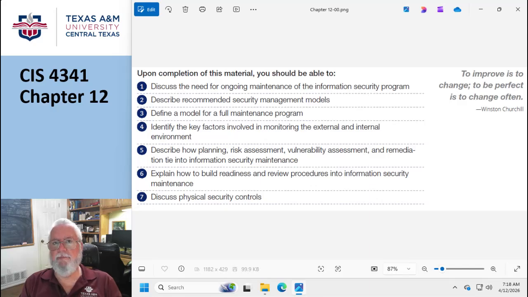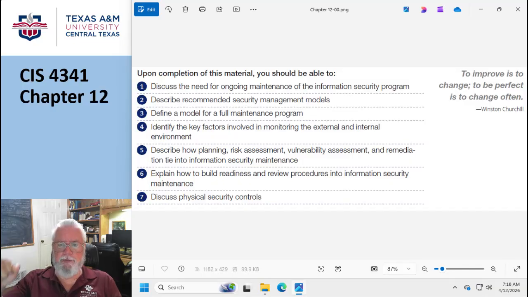Okay, welcome to Chapter 12. This is the last chapter in the book. So this is on maintenance. Now, maintenance is not really the right term. I would call this operations, the things you have to do to sustain things. Maintenance is a poor word.